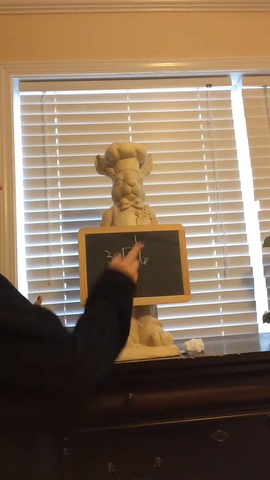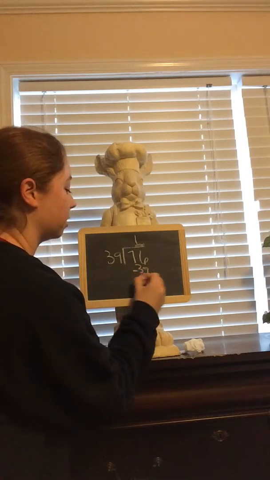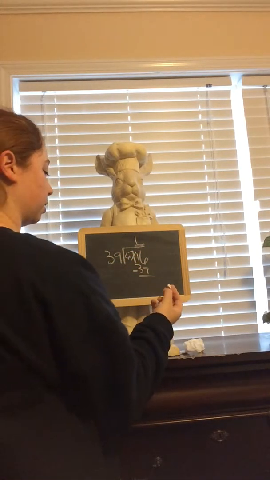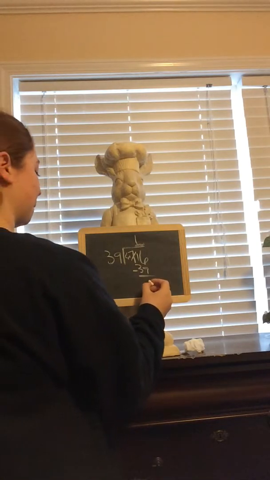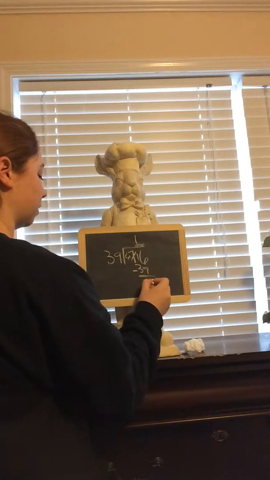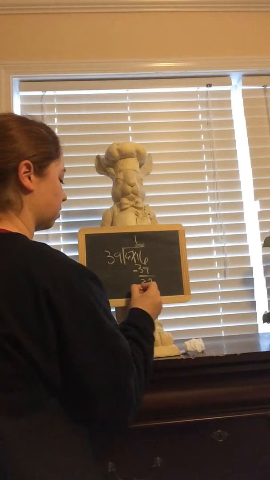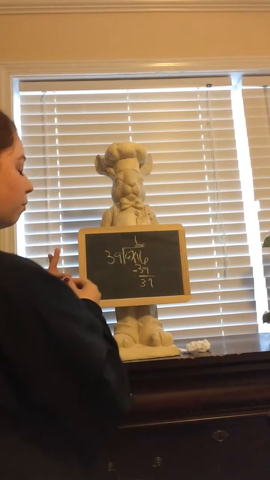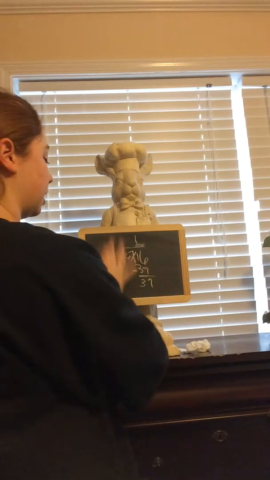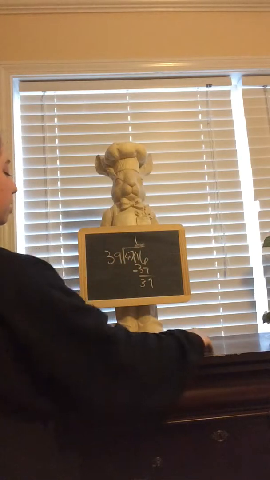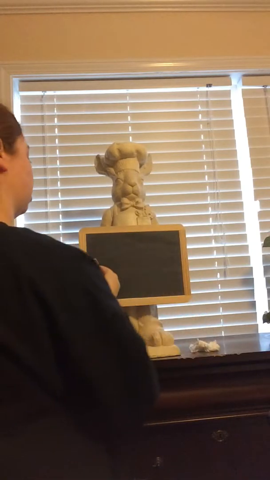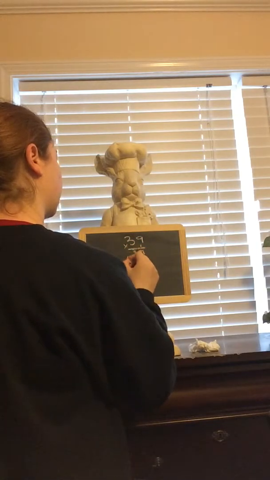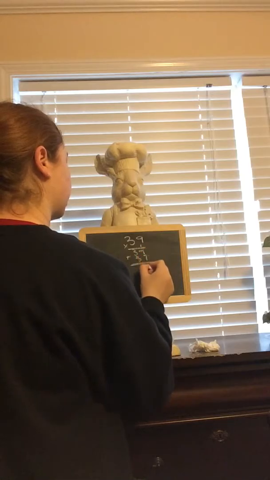So let's try 1. 1 times 39 is 39. Subtract. 16, 9, 7, 3, 37. Hold on, before we check, is our remainder less than our divisor? Yep, so now let's check. So 39 times 1, 39 plus 37.